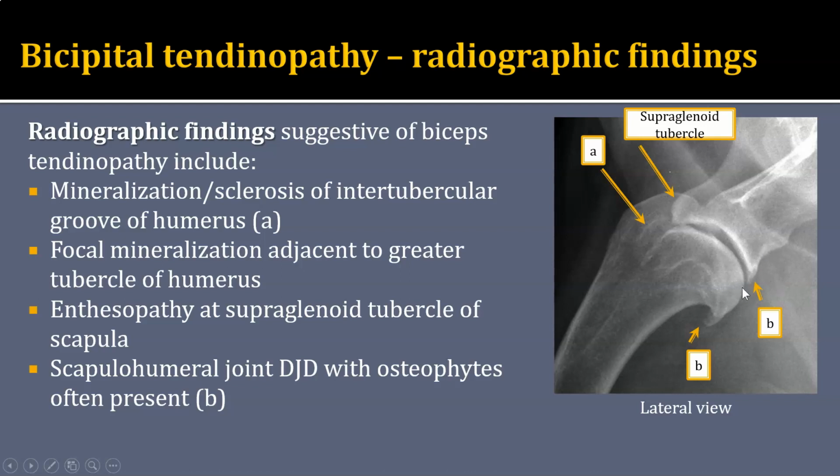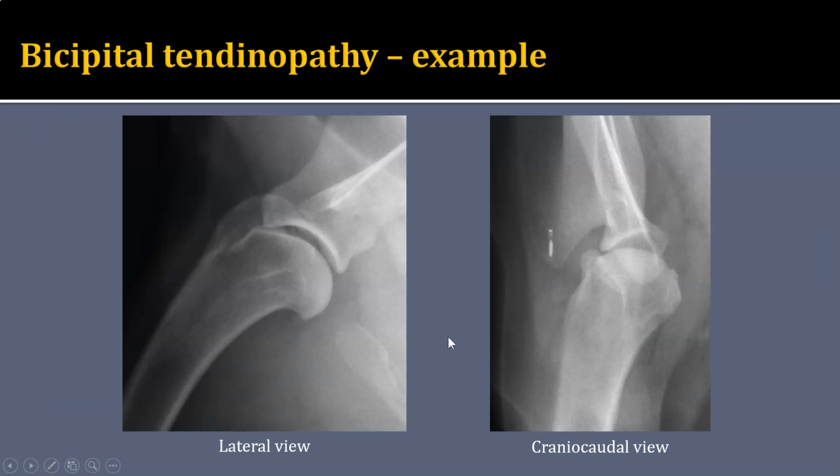So this patient has large osteophytes on the caudal aspect of the glenoid and the caudal aspect of the humeral head. These are oftentimes seen with biceps tendinopathy, but this is really shoulder degenerative joint disease. Here's an example of a patient where I've provided both lateral and craniocaudal views.